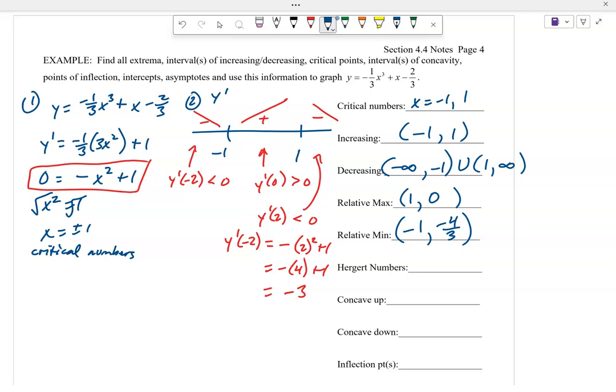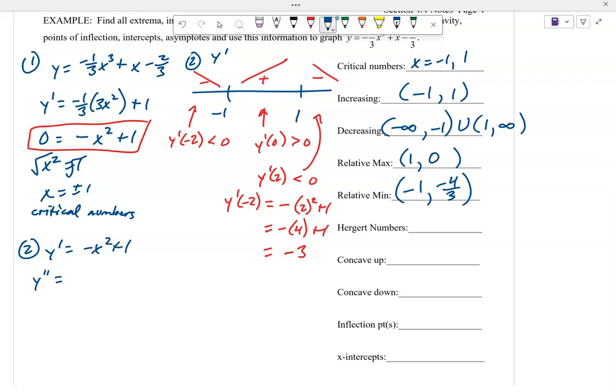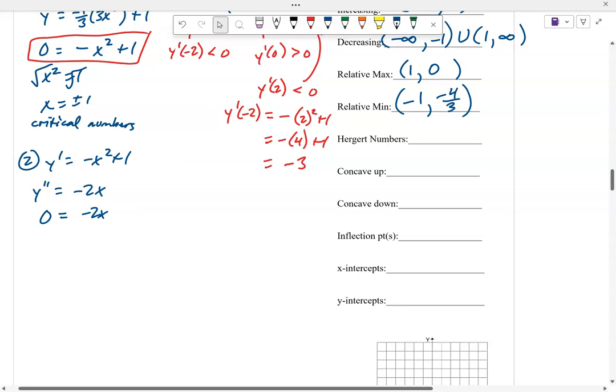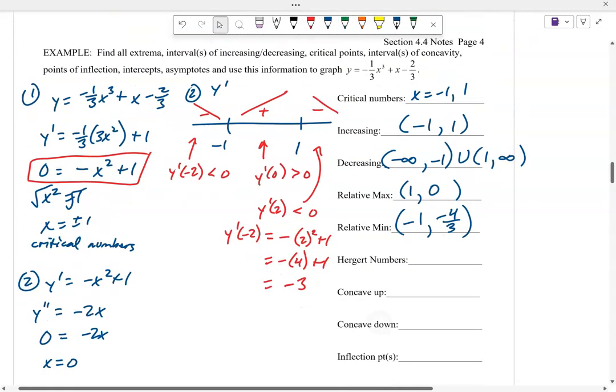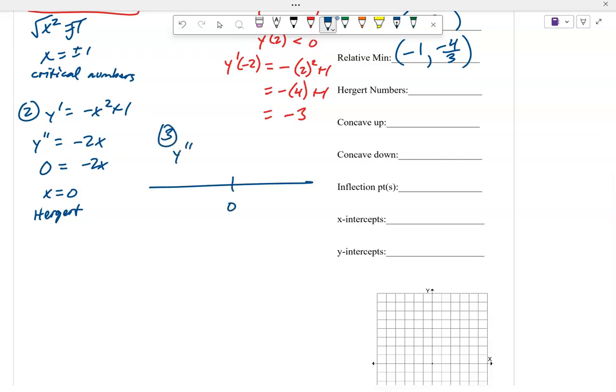Now let's move into our second derivative. So number 2, we have y prime as negative x squared plus 1. Second derivative equals negative 2x. Where do I have a possible inflection number? Take that second derivative equal to 0, x being 0. Make sure that that is in the original function. It is defined. So here's our inflection number. We want to test around that. So our second derivative test around 0.